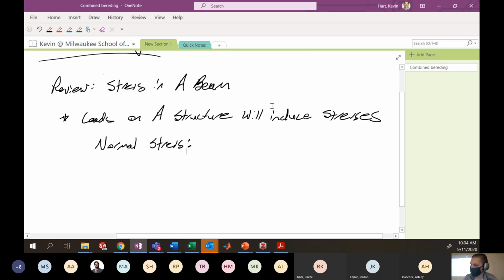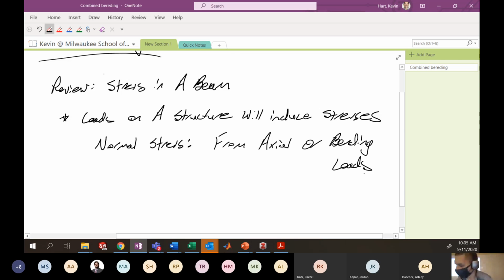Okay. So loads on a structure will induce stresses. Normal stress typically comes from axial loads or bending loads. And the symbol that you're going to see for normal stress is typically the symbol sigma. All right, so that's how I'm going to draw my sigmas. Should be pretty easy to follow. All right, shear stresses then come from transverse loads, which are across the face, and torques, which are applied to the piece.